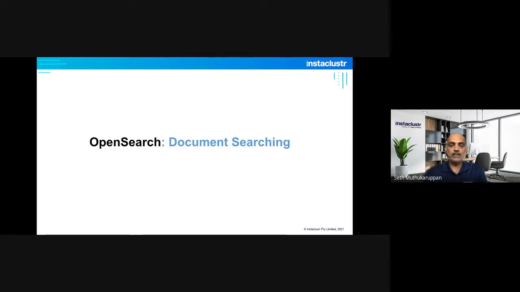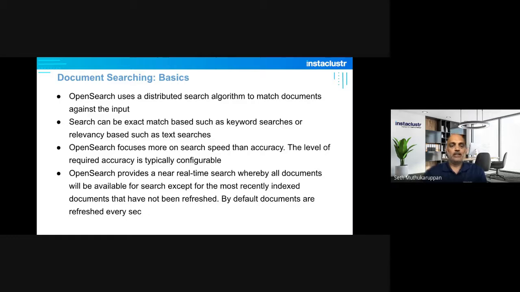So once you have the documents indexed, OpenSearch lets you search for those documents using several different mechanisms. OpenSearch uses a distributed search algorithm to match the documents against the user input. The searches can be exact match, such as the keyword searches, or relevancy based, such as the text searches. If you look at OpenSearch, it focuses more on search speed than accuracy. But in a lot of cases, you can control the level of accuracy that you need, so that way you can have a trade-off between speed and accuracy.